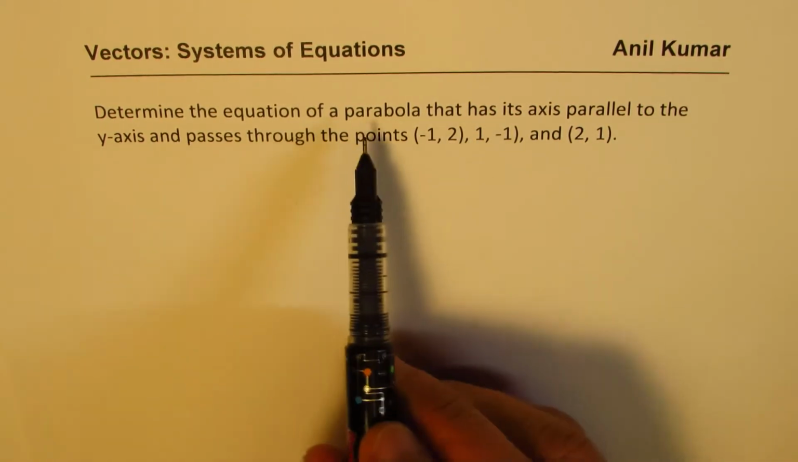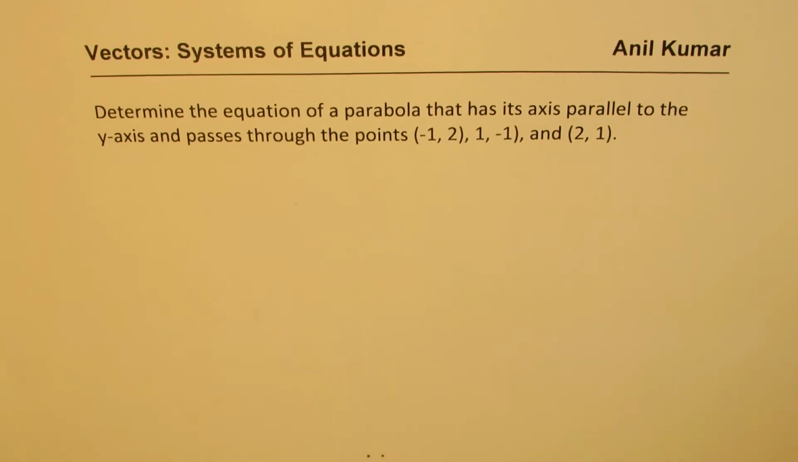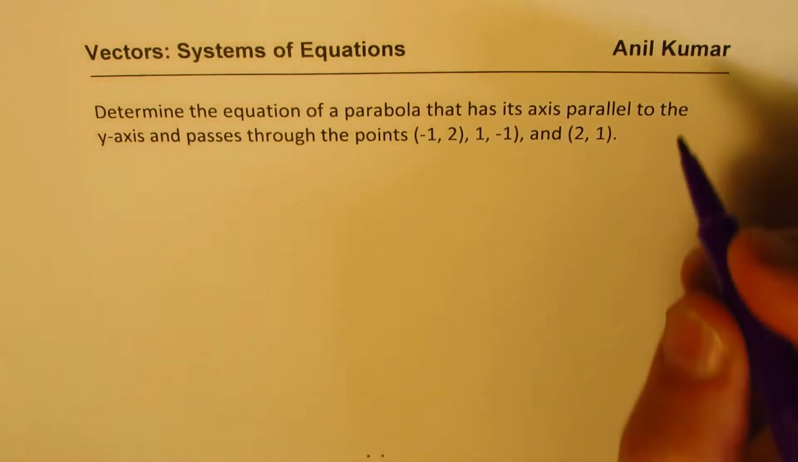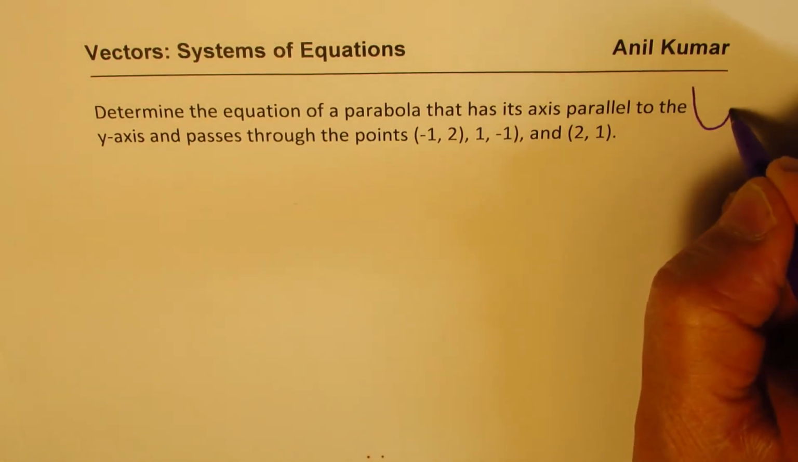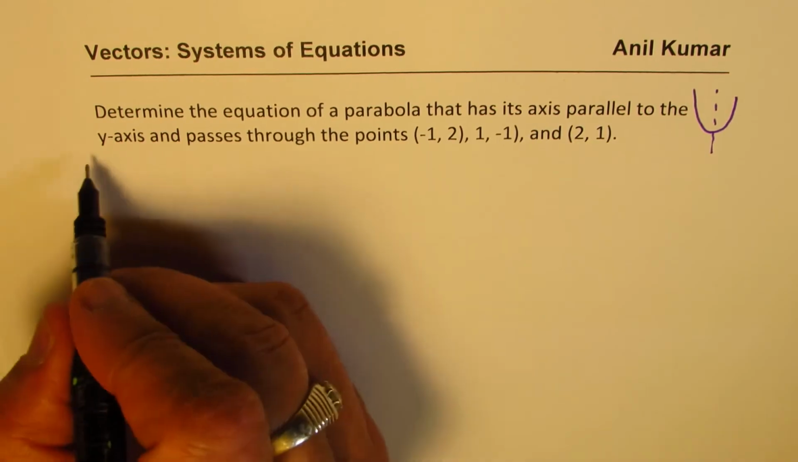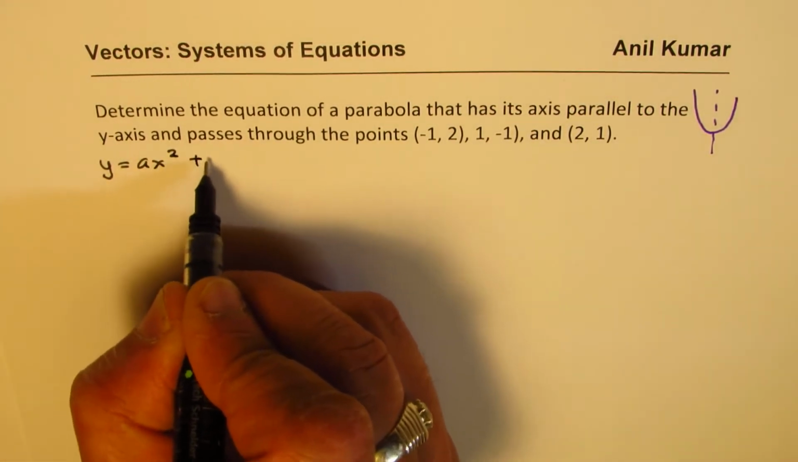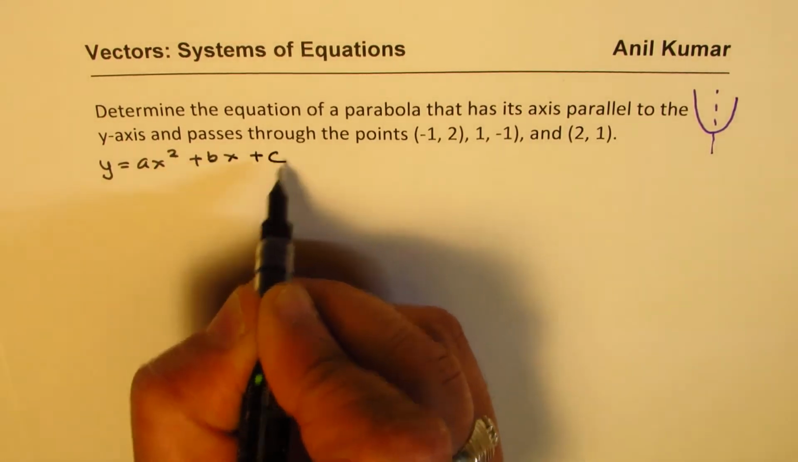Now, when we're talking about a parabola with axis parallel to the y-axis, that means we're looking for a parabola which is kind of like this, where the axis is parallel to the y-axis. Now, the equation of this parabola is given as y equals ax squared plus bx plus c.